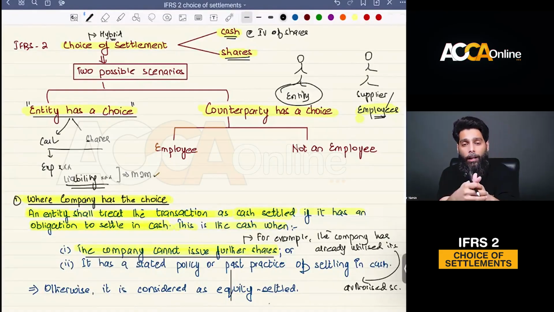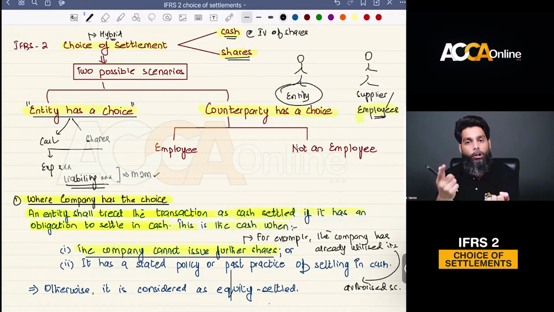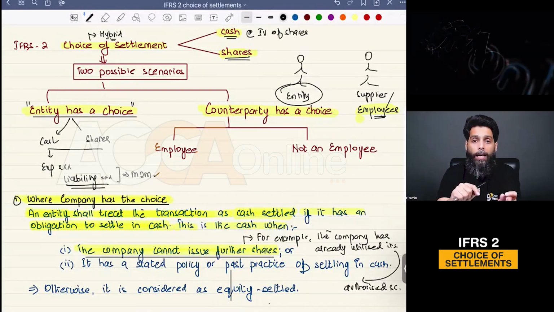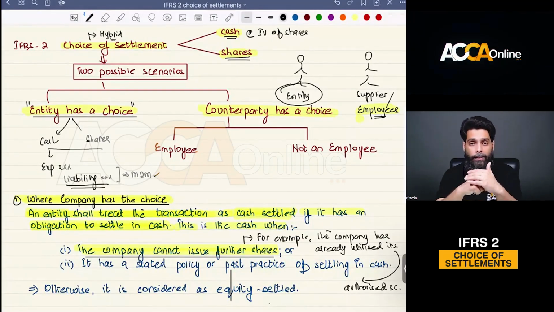Maybe look out for a scenario where the entity is unable to issue further shares, maybe because there is a practical limitation. Either there is a legal obligation that you cannot issue further shares, or there is a court case which binds the company and limits it from issuing any further shares till the case is resolved. Or, for example, the company has already utilized its entire authorized share capital, and since the limit has been reached, no further share issue can be made.